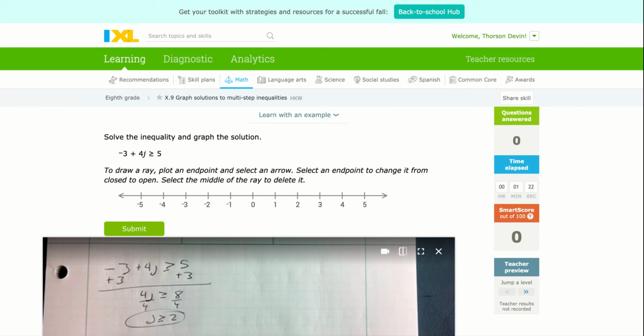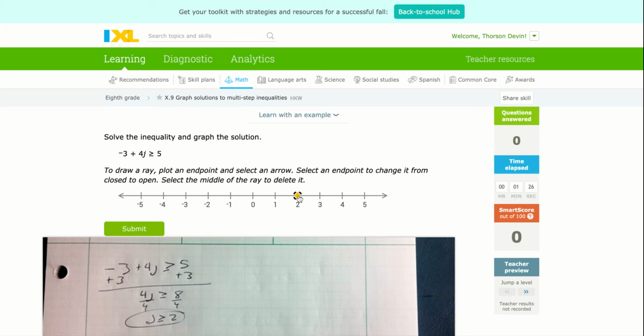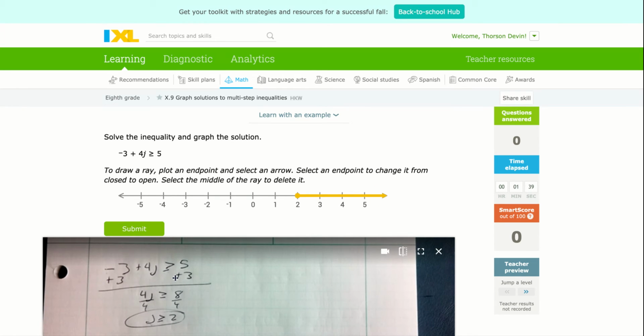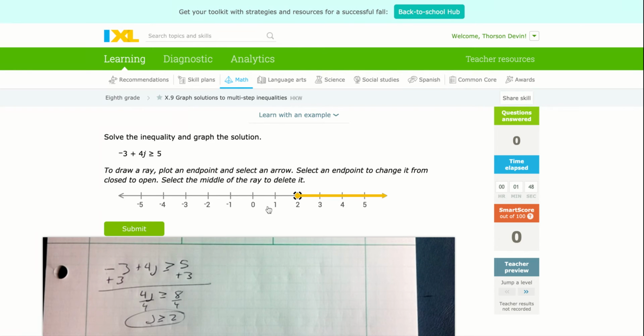Now we're asked to graph it. So again, I go to 2. I put a point there. Since the variable is on the left side, the inequality will point in the direction I need to go. I'm going to think of 3 is greater than 2, 4 is greater than 2, and so forth. So I go out that way. There is a line underneath the inequality symbol, that little equals symbol, right? Since there's a little equal symbol, I leave that point solid.